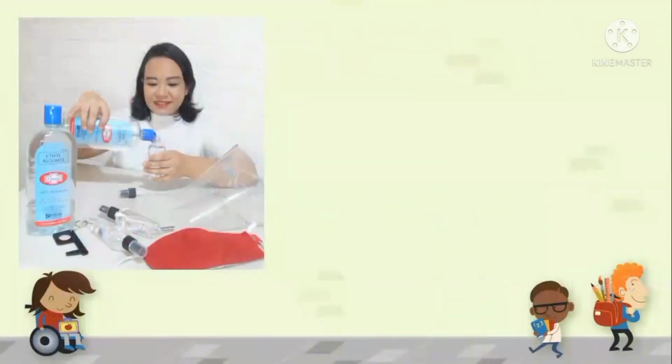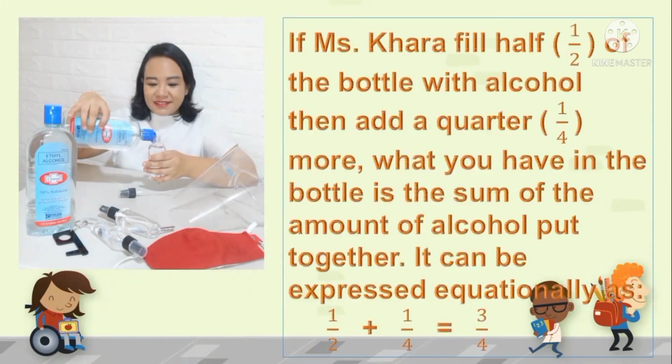Like this picture. What have you seen in this picture? Yes, you're right. A girl. That is Miss Kara. She fills the empty bottles with alcohol, since alcohol is very important to us in this time of pandemic. We need to disinfect our hands all the time to stay away from or get rid of those viruses and the Delta variant. And this is the situation.